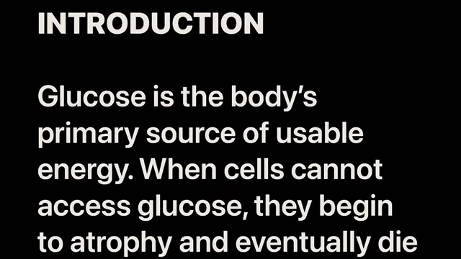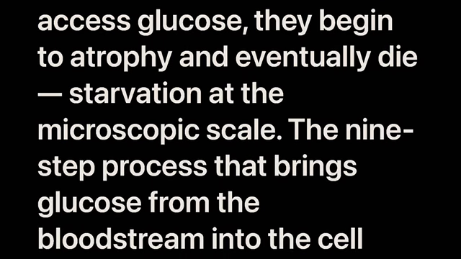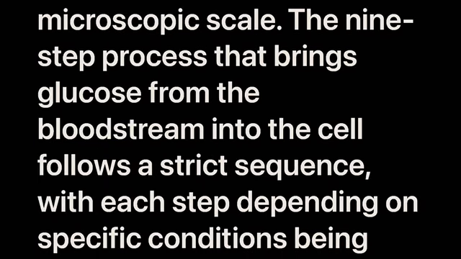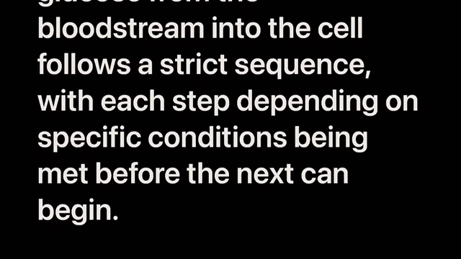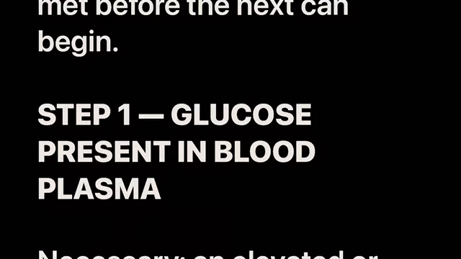Introduction. Glucose is the body's primary source of usable energy. When cells cannot access glucose, they begin to atrophy and eventually die. Starvation at the microscopic scale. The 9-step process that brings glucose from the bloodstream into the cell follows a strict sequence, with each step depending on specific conditions being met before the next can begin.